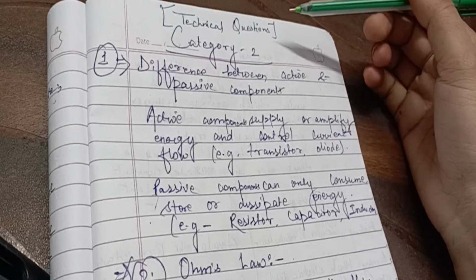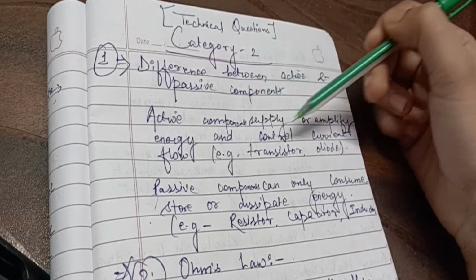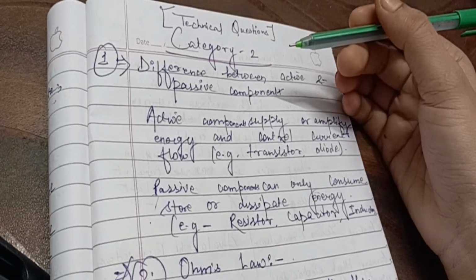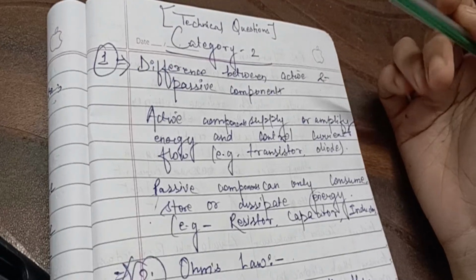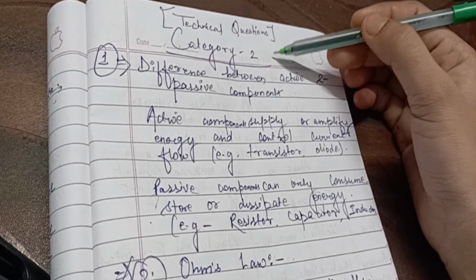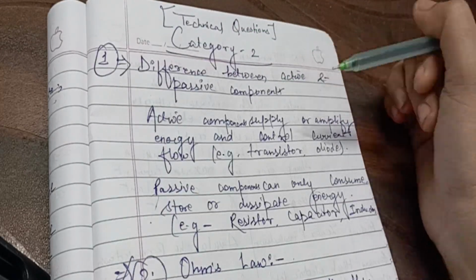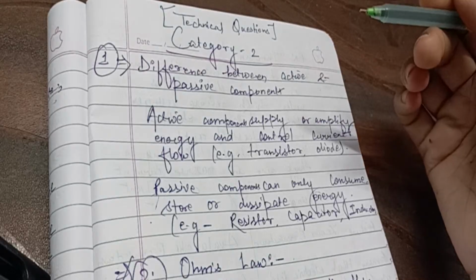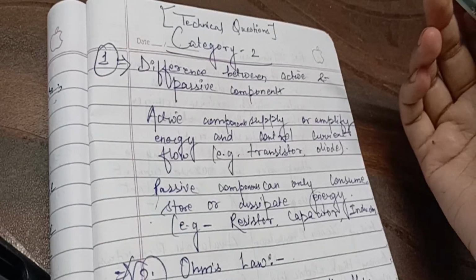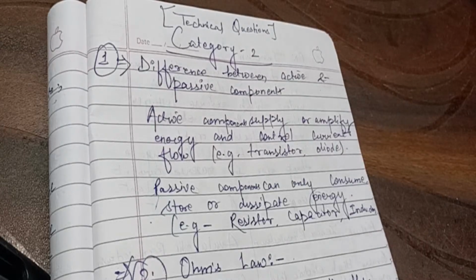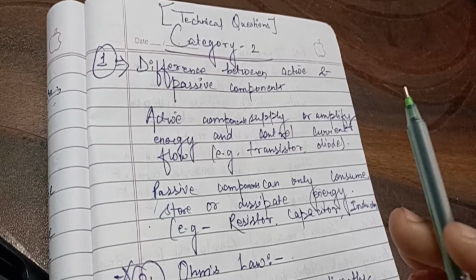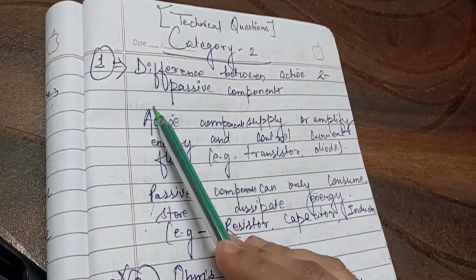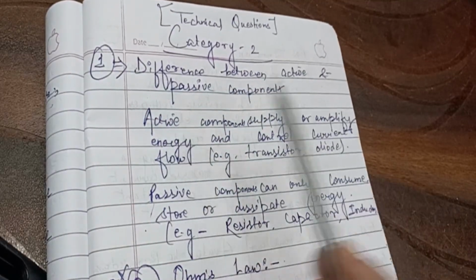So today in this video we are here with some technical questions that come in category 1. Basically in category 1 I have kept some HR questions that we will discuss in another video, and in this video we are going to talk about some technical questions that can be asked in any interview related to electronics and electrical engineering. These are the basic questions that can be asked in any interview. So the first question is, difference between active and passive components.